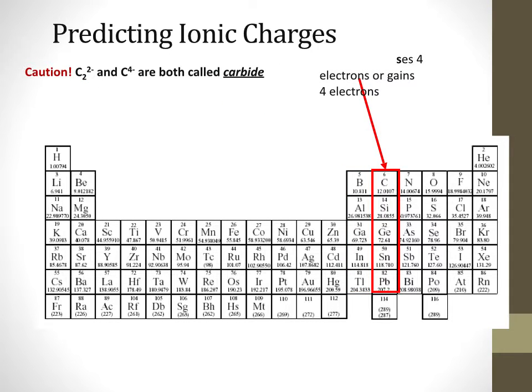We can continue on. Group 14, they lose or gain 4 electrons. One note when we're talking about ionic charges here: C2 2-, and C4 4- are both called carbide, and people can get tripped up by that.